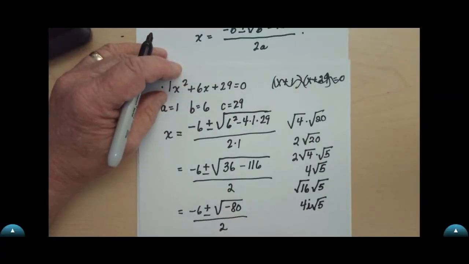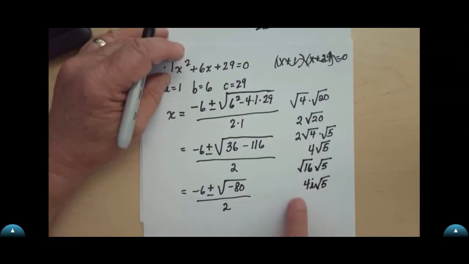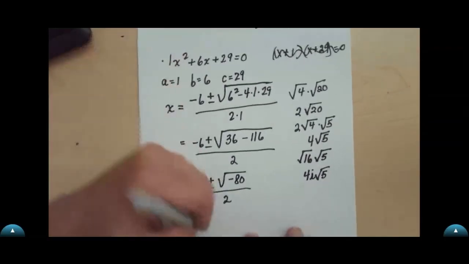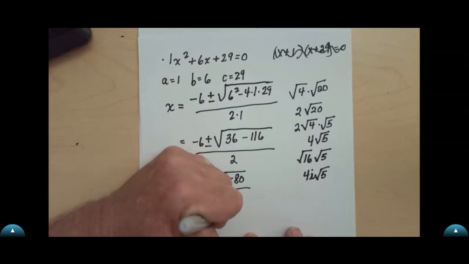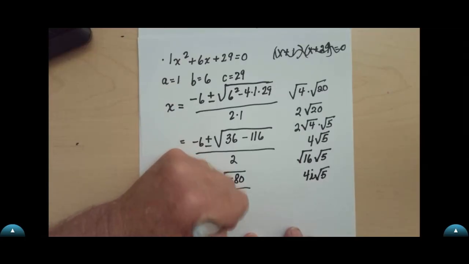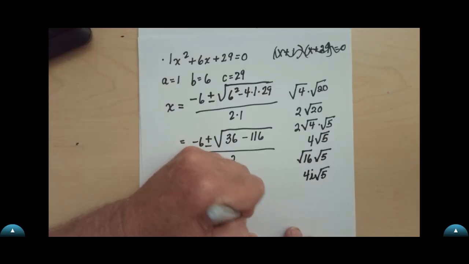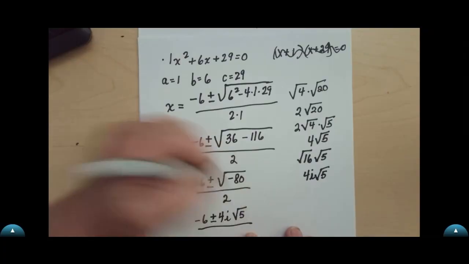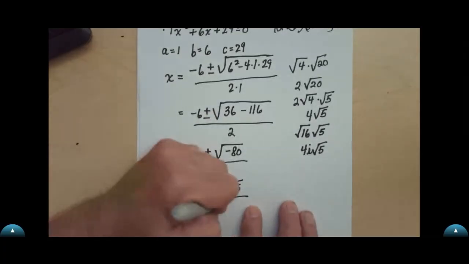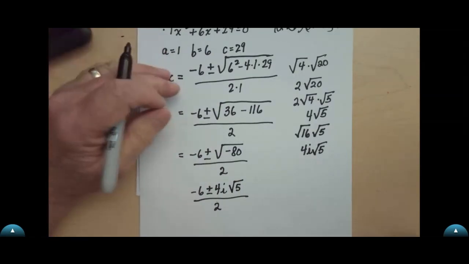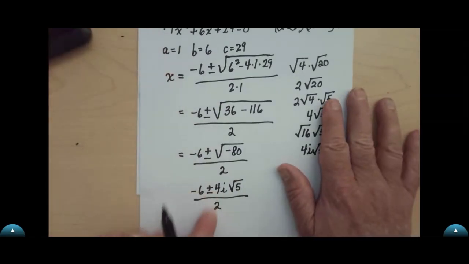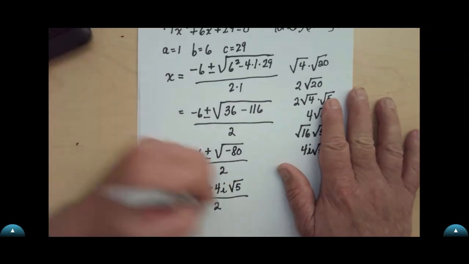So the square root of negative 80, if I simplify it, is 4i times the square root of 5. So I have negative 6 plus or minus 4i times the square root of 5, and that is all over 2. And this is like the last problem in that every single term on top and bottom has a factor of 2, right? So I should cancel that to simplify it.